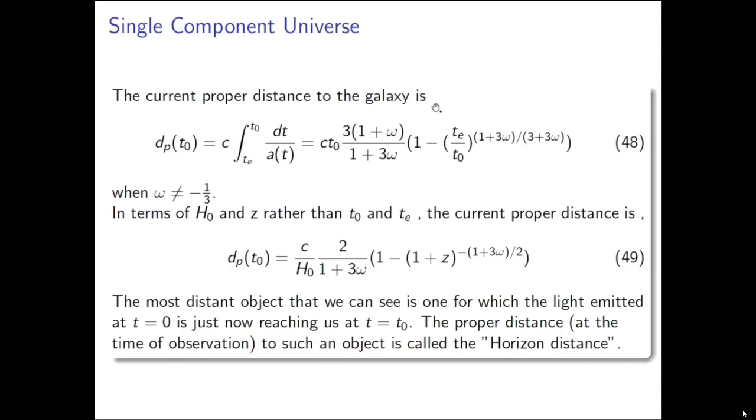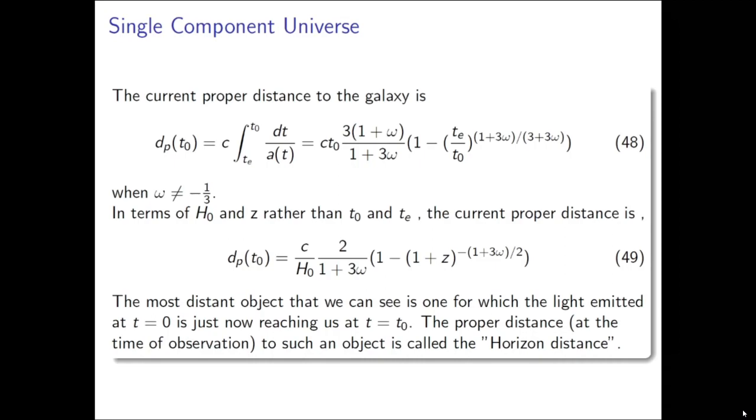So if we see here, the most distant object that we can see is one for which light is emitted at t equal to 0 and is reaching us at some time t equal to t naught, that is the observation time. In this universe, the proper distance that we have seen before was exactly equal to the Hubble distance, right? So the proper distance in this case can be called the horizon distance, because you cannot see what is happening in the universe whose distance is greater than the Hubble distance. That is what we have established in the previous lectures.